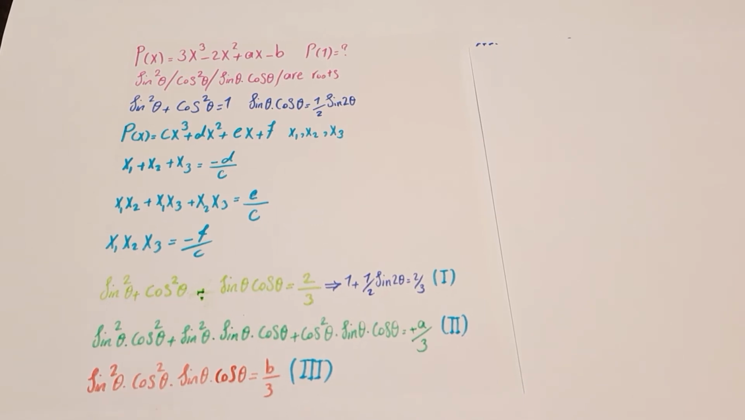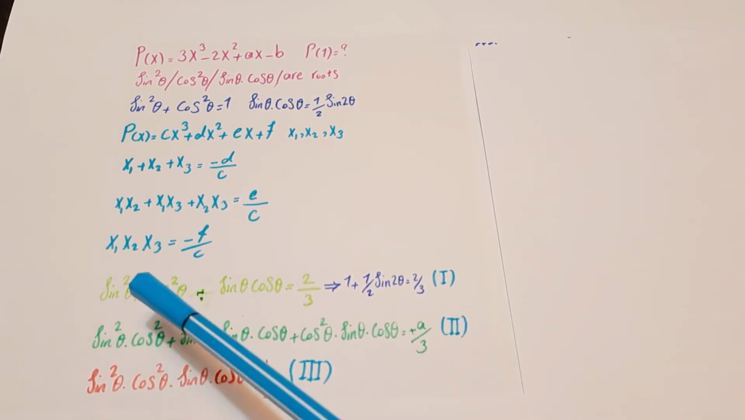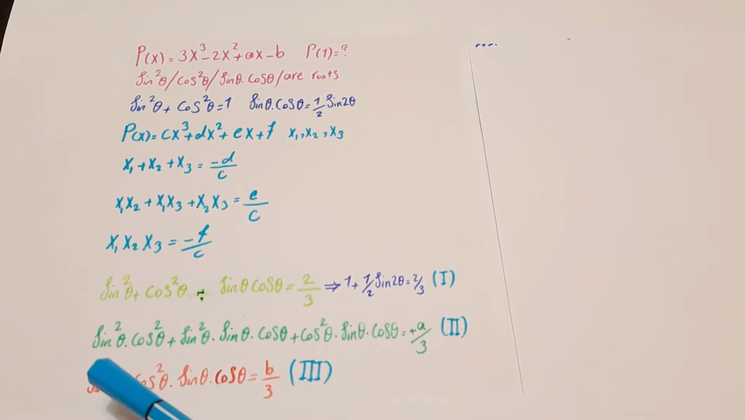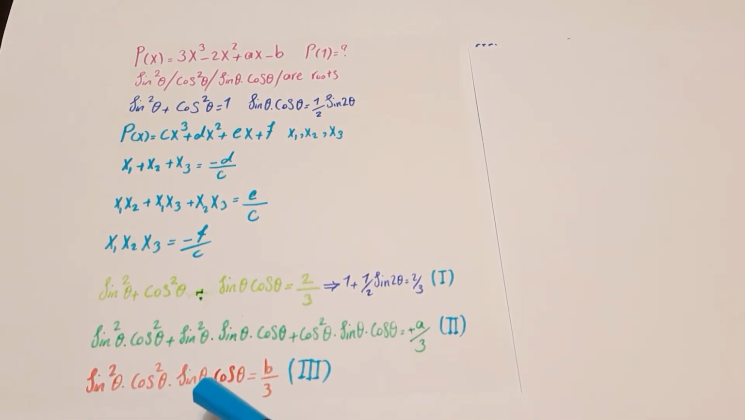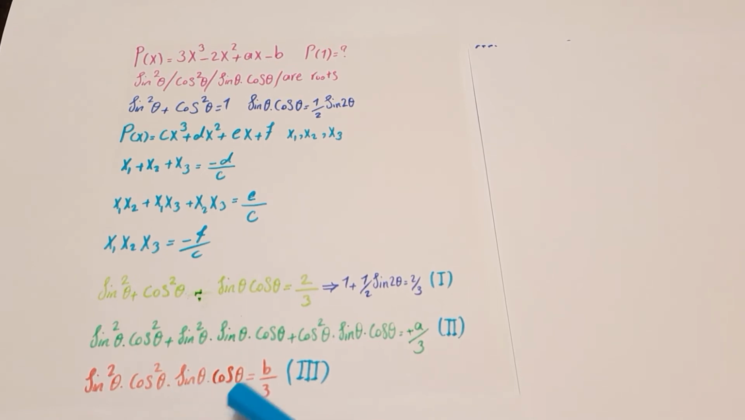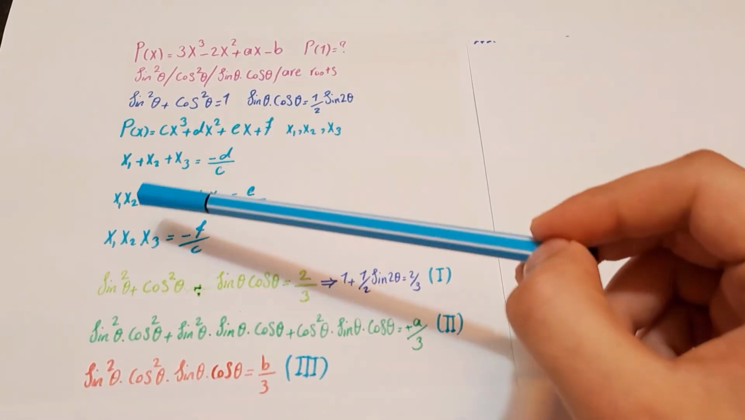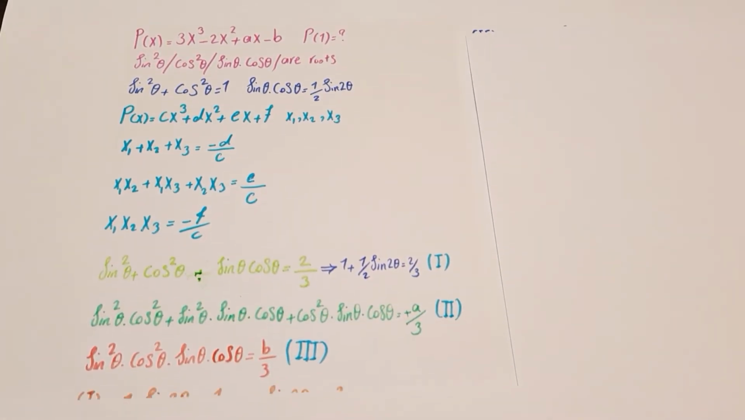And what about the third one? Let's talk about the third one. x1x2x3 equals minus f over c. Sin²θ cos²θ times sinθ times cosθ is just equal to b over 3, since f is minus b.